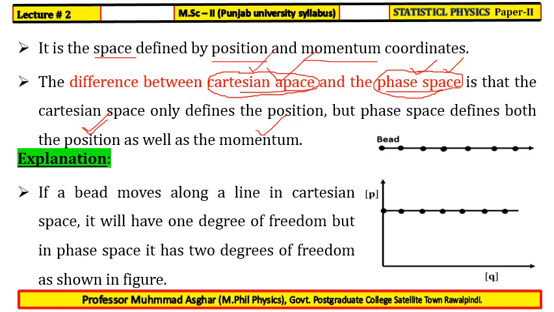To understand this, we consider the example of motion of a bead along the x-axis. This motion of the bead is confined along one axis, so it has only 1 degree of freedom. But if we describe this motion of the bead in phase space, while this was in Cartesian space, then it will have 2 degrees of freedom. One is the position, which is represented by q, and the other is the momentum coordinate. So there are two coordinates, therefore it will have 2 degrees of freedom.